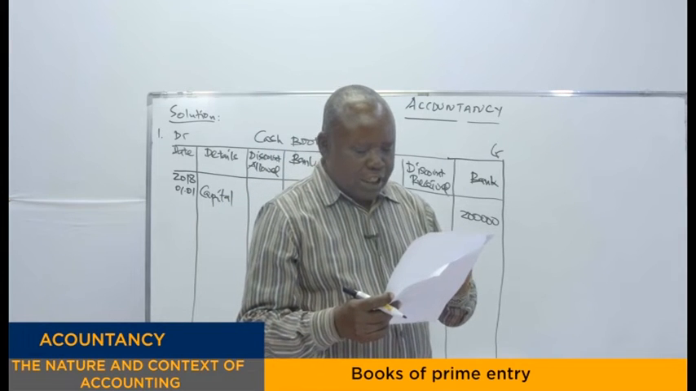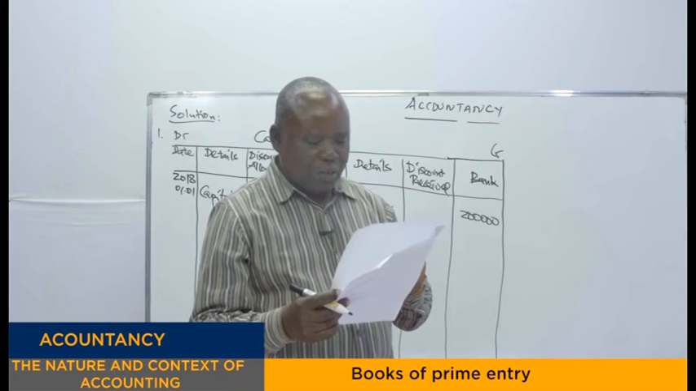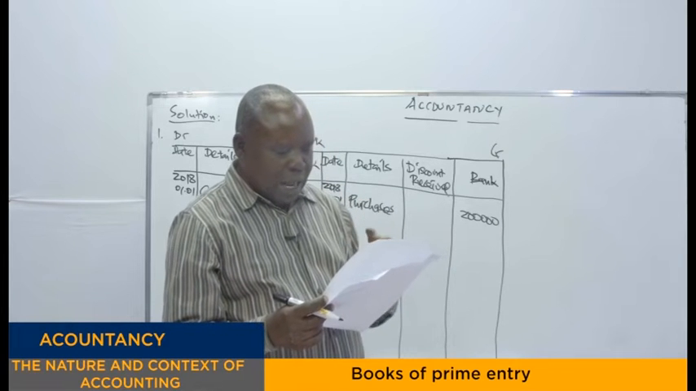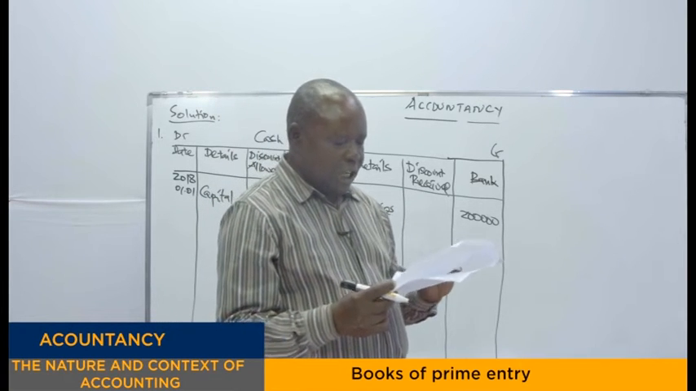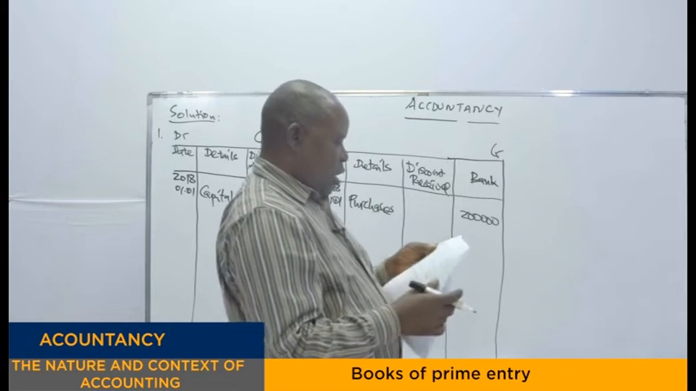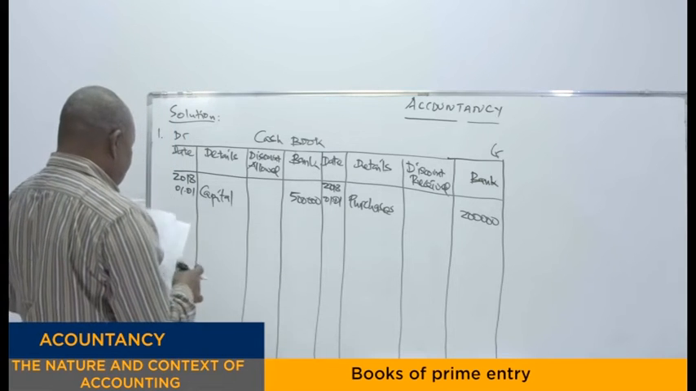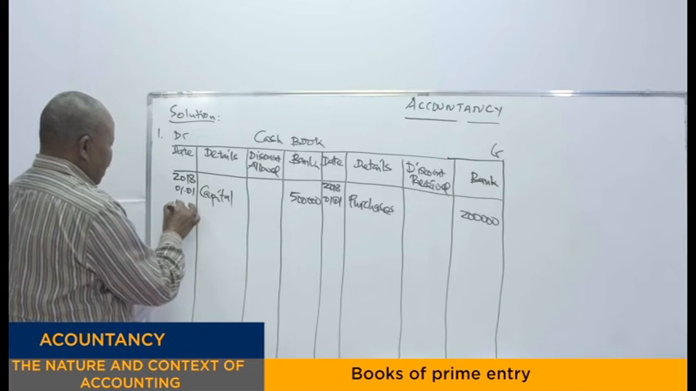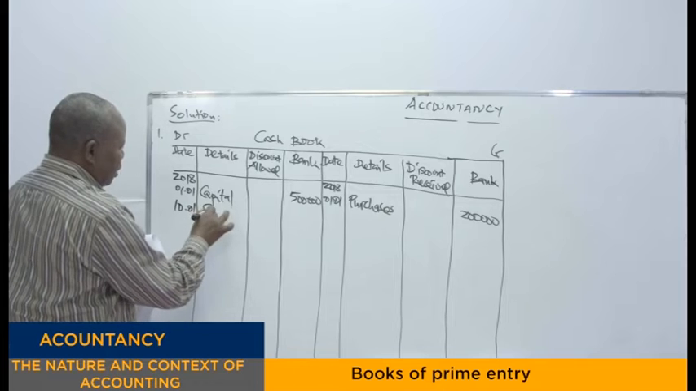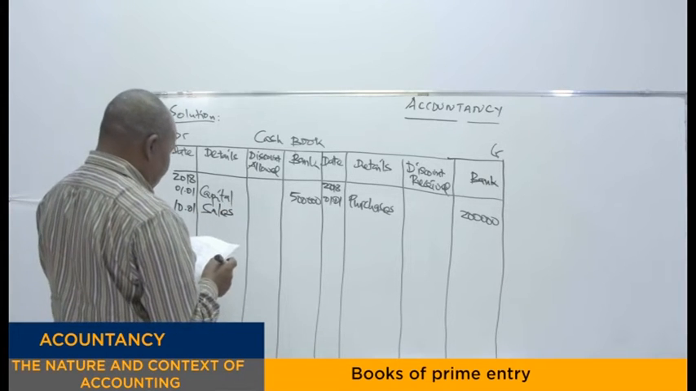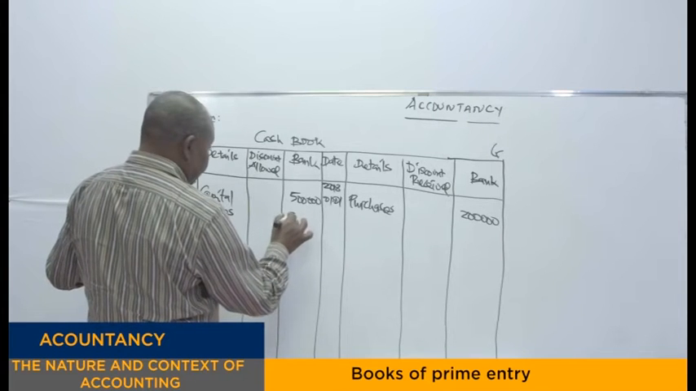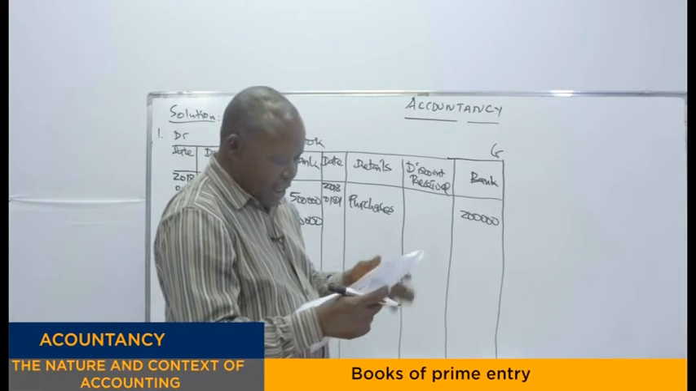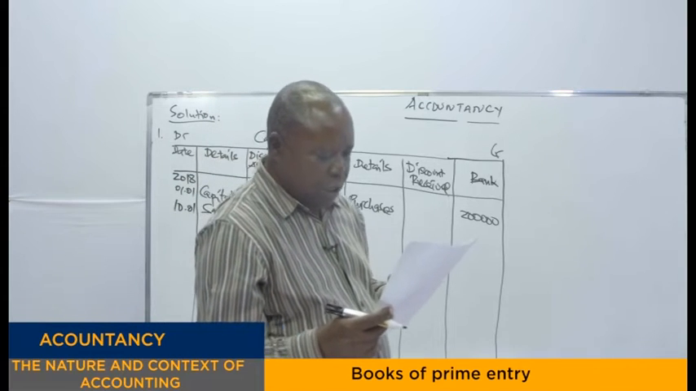Then we have the transaction which is supposed to be entered in the cash book. This is a cash sale paid directly into bank. So we debit bank, we credit sales by Tanzania shillings 500,000. We write on the debit side, and this one was on the 10th of January. So we write here 10th of January, sales, 500,000.